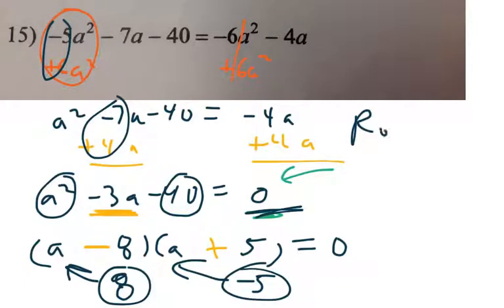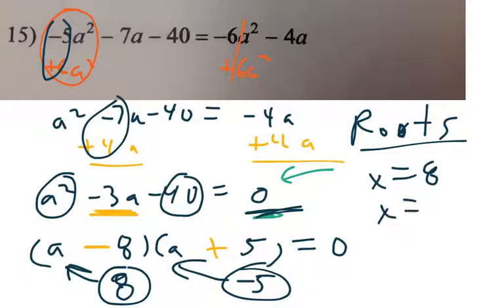So we would say our roots, also known as the x-intercepts, like the roots of a tree, are x equals 8 and x equals negative 5. Those are our roots. Pause the video if you need to.